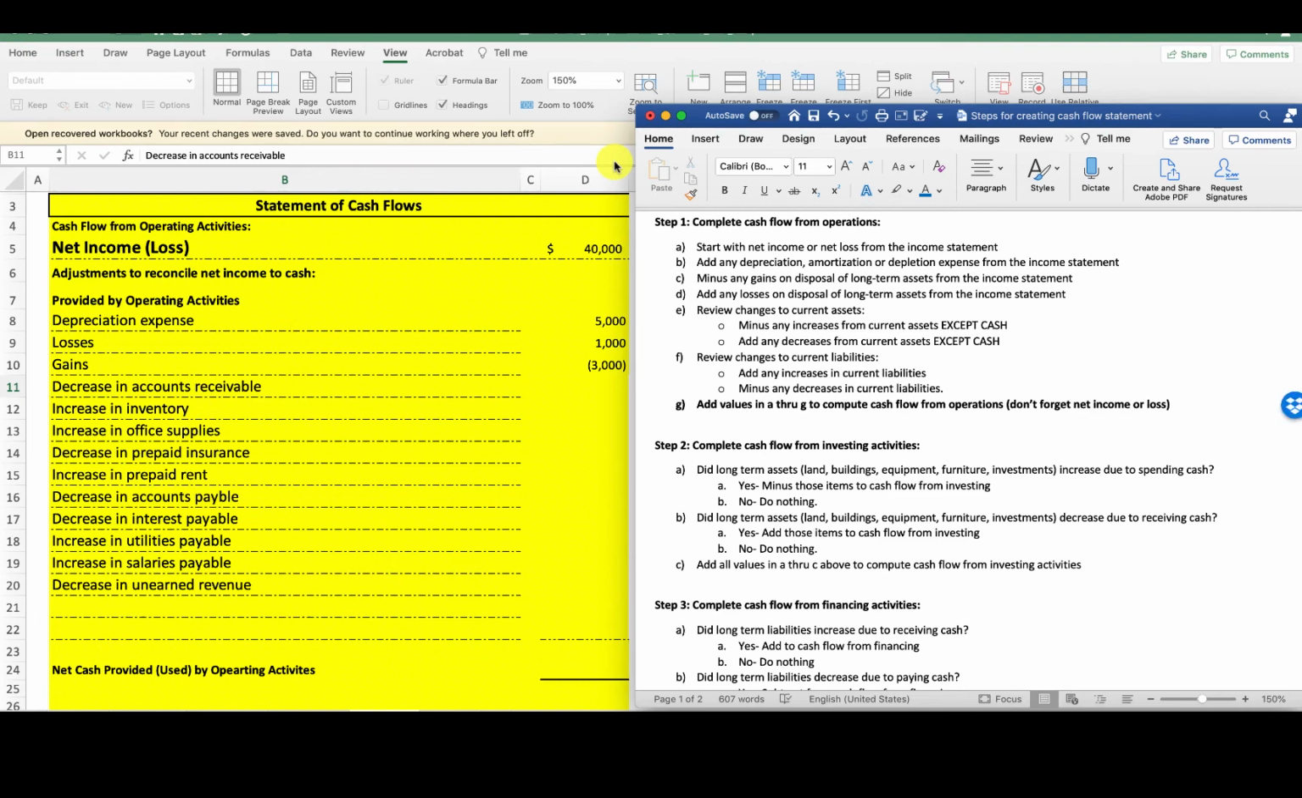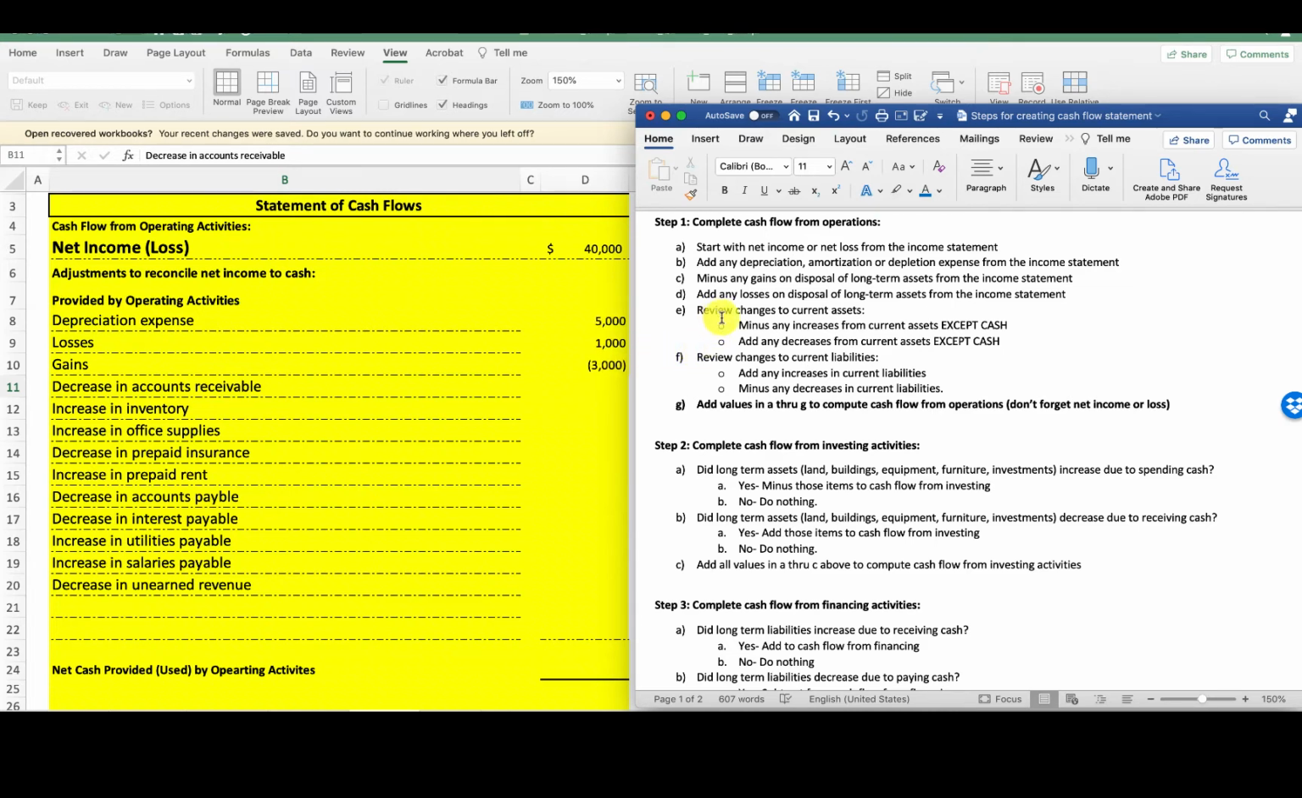In this video, we're going to continue where we left off and complete the cash flow statement from operations, the cash flow provided by operating activities. So in the previous video, we followed the steps in the handout, and we started with net income. We got that from the income statement. Then we went to depreciation expense. We put that in as a positive. Losses, we always put those as a positive. It says add any losses. And then gains, we put that in as a negative. We subtracted any gains. All right.